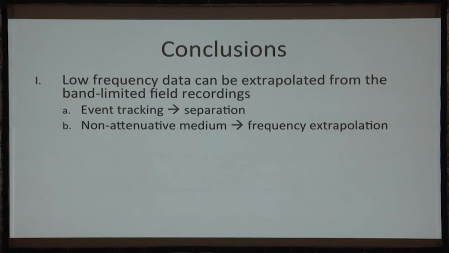So this brings me to the conclusion of this talk. What I'm showing you in this talk are two things. The first one is that there is low frequency information, and we can extrapolate the low frequency information from the band-limited data record. In order to do this, we do event tracking to separate events from one another. And of course, we have the assumption that the medium is non-attenuative, and then we can do frequency extrapolation.